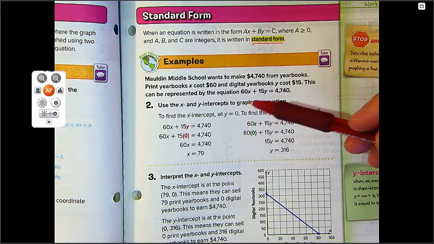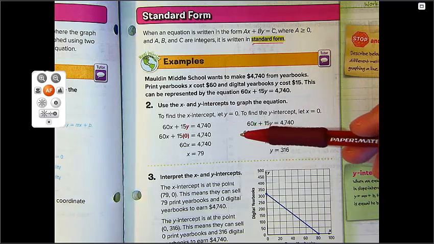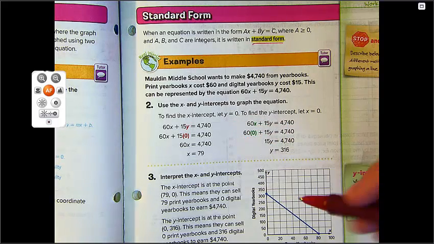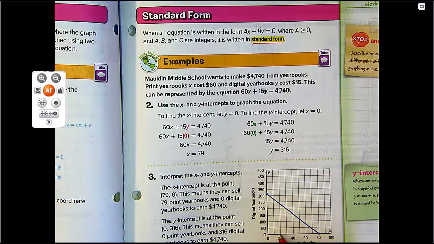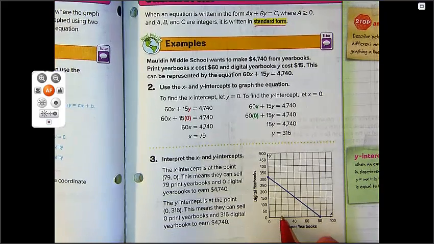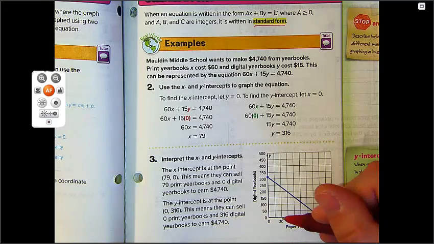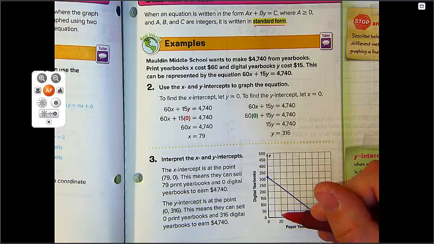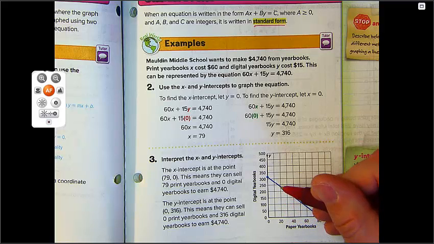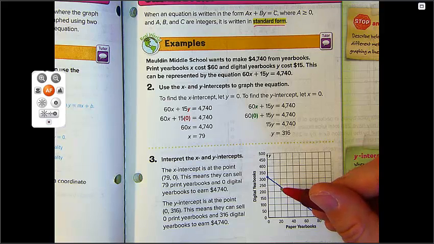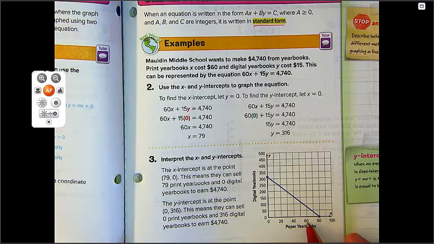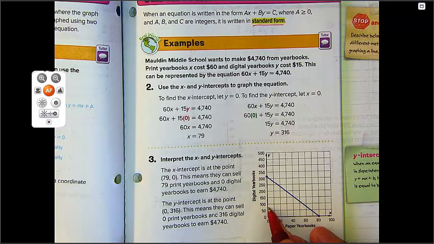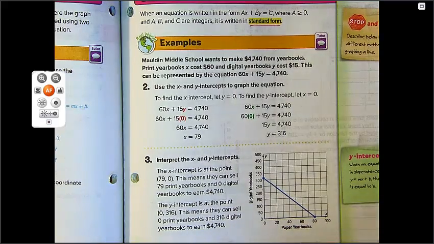This line represents everything in between. What are the chances of all the kids in the school getting the exact same type of yearbook? Not very good. So this line shows basically, hey, we could sell 20 regular yearbooks, if you look here. Well, how many digital yearbooks then would we need to sell? If we sell 20 regular ones, we would need to sell just under 250 digital yearbooks, maybe 240, okay? Or hey, what if we sell 60 regular yearbooks? We look at the line, oh, now we only have to sell probably close to 60 digital yearbooks, okay? So that's how that line can be helpful. So let's look at the next problem.